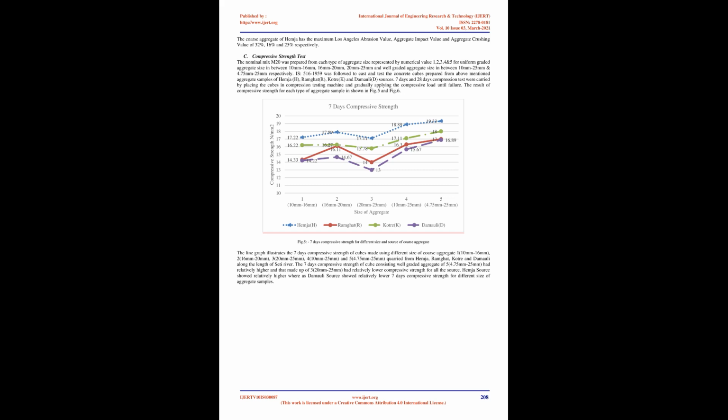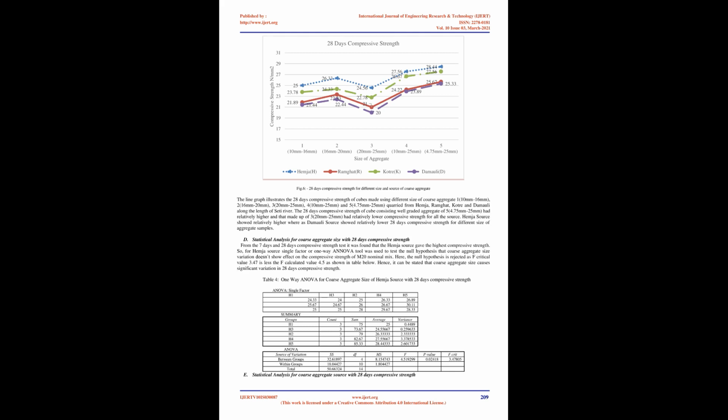The nominal mix M20 was prepared from each type of aggregate size represented by numerical values 1, 2, 3, 4 and 5, for uniform graded aggregate sizes between 10 mm and 16 mm, 16 mm and 20 mm, 20 mm and 25 mm, and well-graded aggregate sizes between 10 mm and 25 mm and 4.75 mm and 25 mm respectively. IS 516-1959 was followed to cast and test the concrete cubes prepared from the above-mentioned aggregate samples of Hemja, H, Ramghat, R, Kotre, K, and Damauli, D, sources. 7 day and 28 day compression tests were carried out by placing the cubes in the compression testing machine and gradually applying the compressive load until failure. The result of compressive strength for each type of aggregate sample is shown in Fig. 5 and Fig. 6.